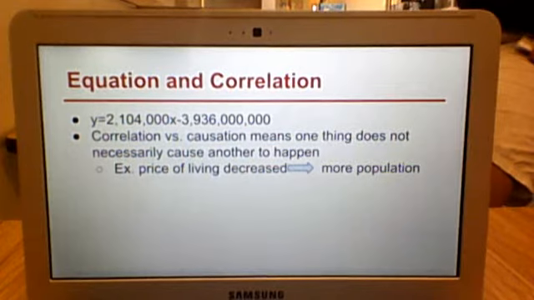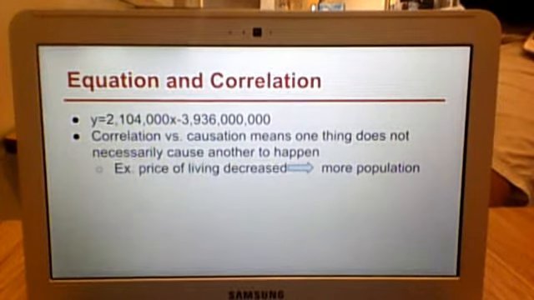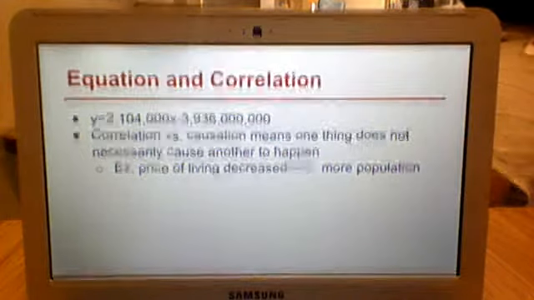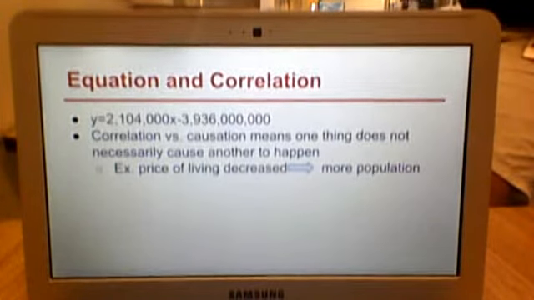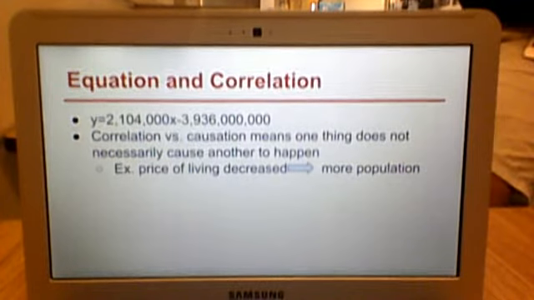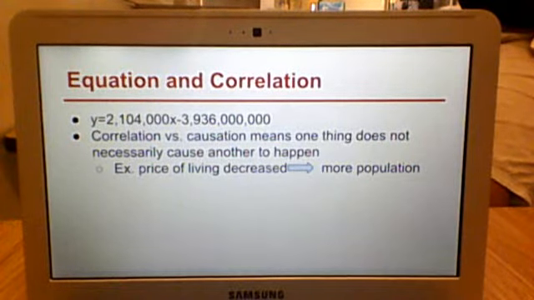So my equation is y equals 2,104,000x minus 3,936,000,000. And correlation versus causation means that one thing does not necessarily cause another to happen. For example, the price of living decreased doesn't always mean more population.